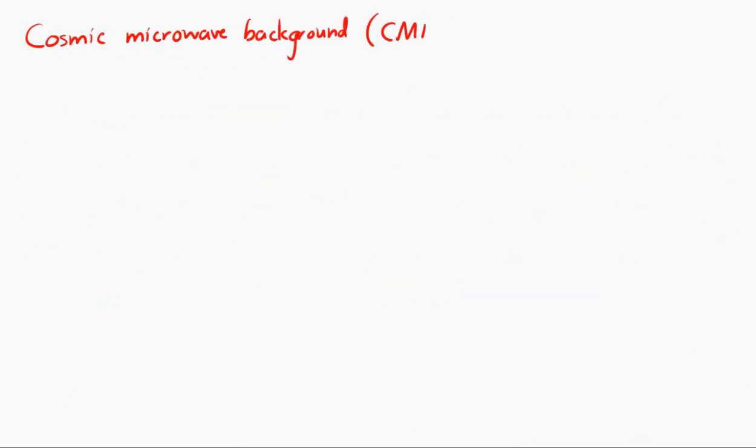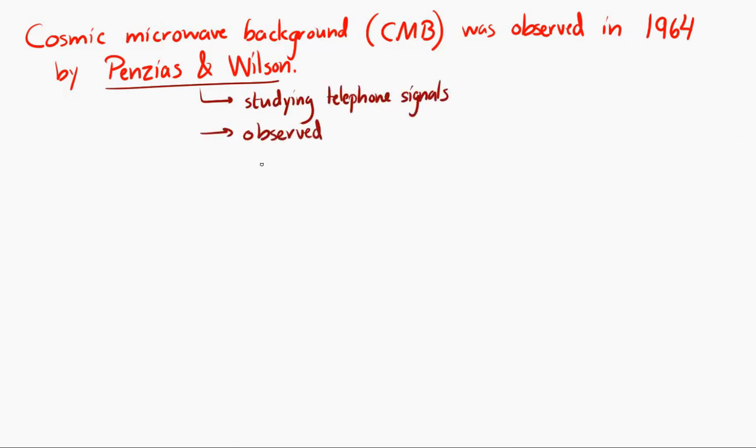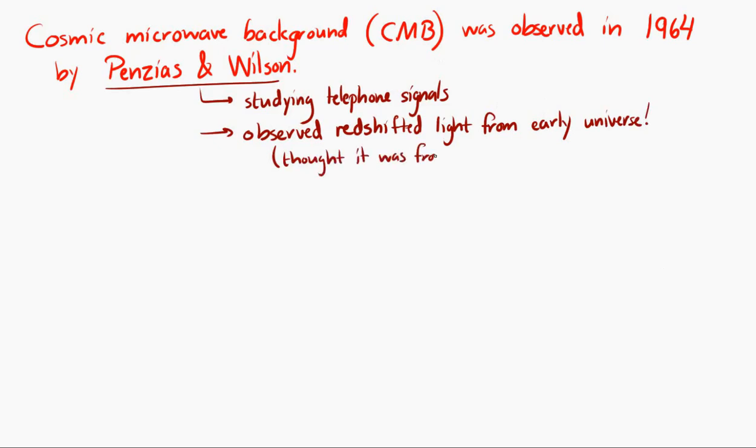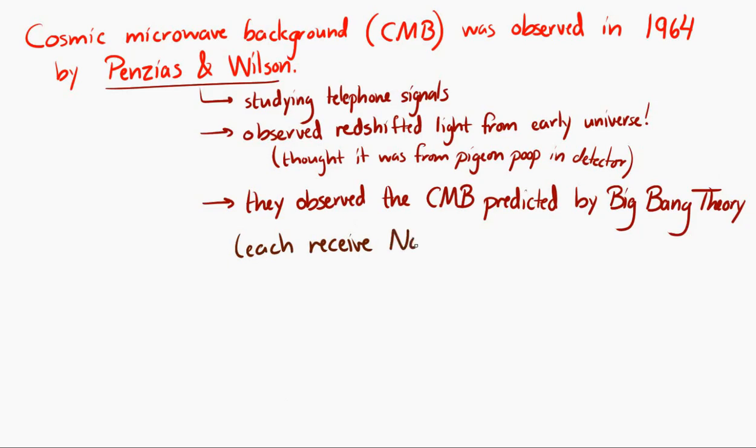Then in 1964, two guys, Penzias and Wilson, were doing an experiment that had nothing to do with cosmology. They were actually studying telephones and how to transmit telephone signals. But they observed the redshifted light from the beginning of the universe. At first, they didn't know what it was. When they did the observations, they thought it was pigeon poop in their detector. But it wasn't pigeon poop. It was light from the early universe. And that was very, very strong evidence for a young, hot, expanding universe. And they both got a Nobel Prize in 1978 for it.